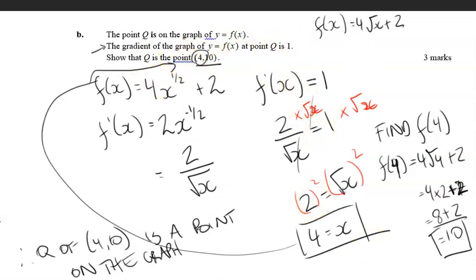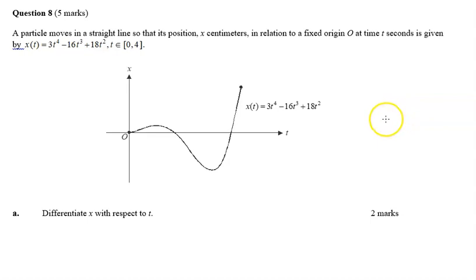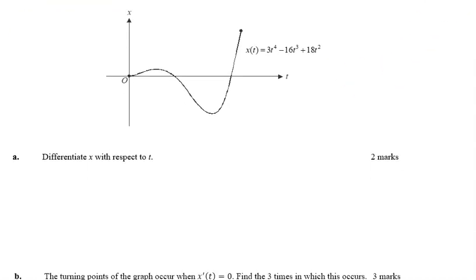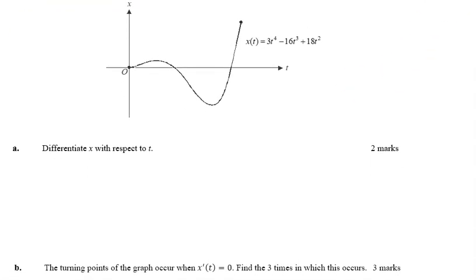All right, last question. Question 8. Quite a few people got this correct, which is good to see. We have a particle moves in a straight line so that its position x centimeters in relation to a fixed origin at time t seconds is given by this specific formula here. We need to differentiate x with respect to t, which is 2 marks, and then find these turning points. We'll get to that in a second.